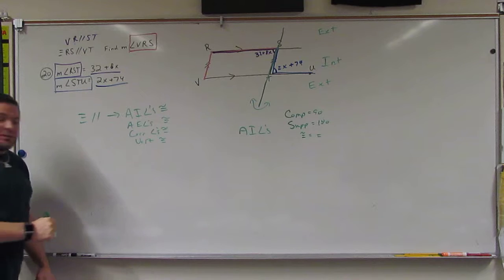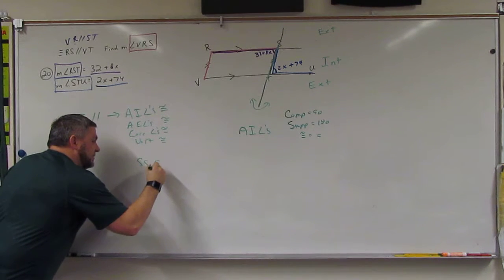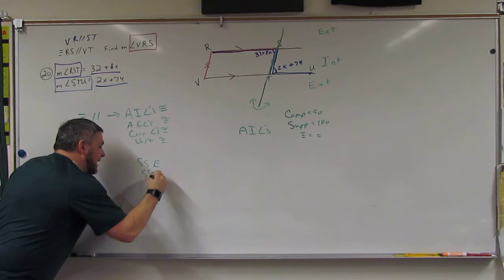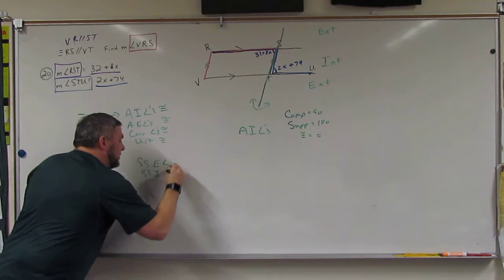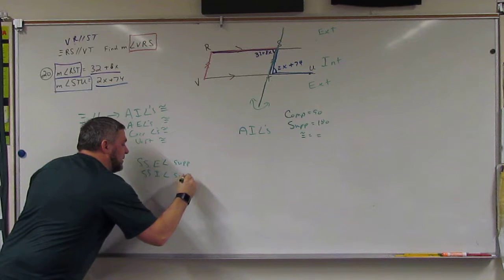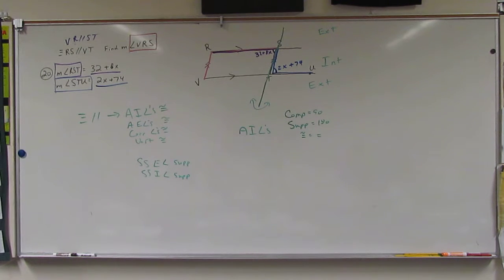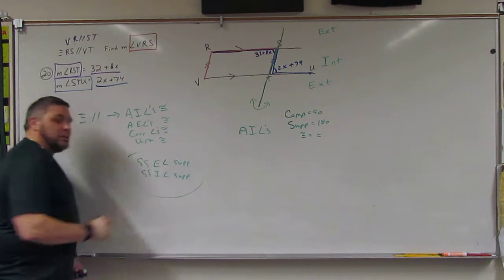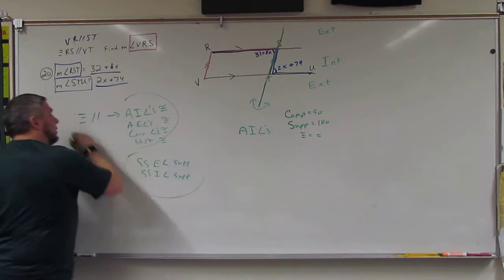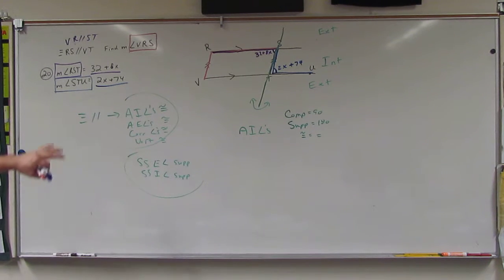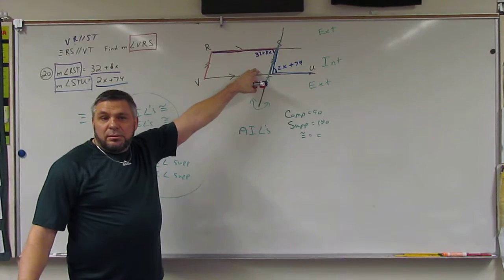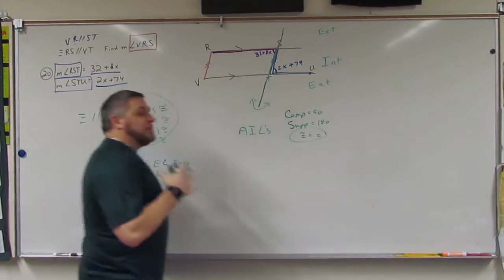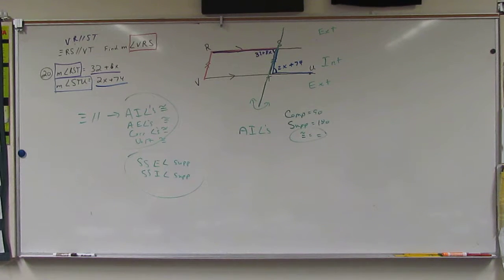The other thing in your notes is same side exterior, same side interior, right? These are what? Supplementary. That way you know which one you're dealing with. Are they going to be adding to 180? Right? Like the one on your other test, the Chapter 3 test before we went to break. Are they adding to 180? Or are they congruent? Congruent. Okay, that's a big difference, right? We need to know how to solve.